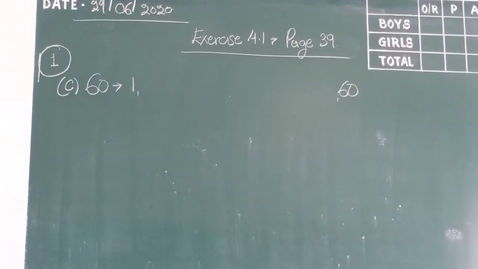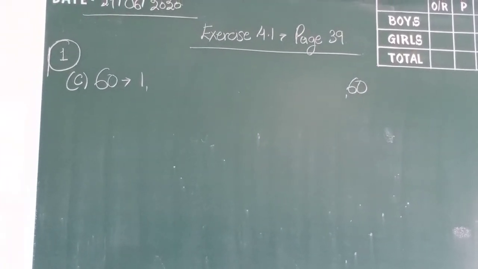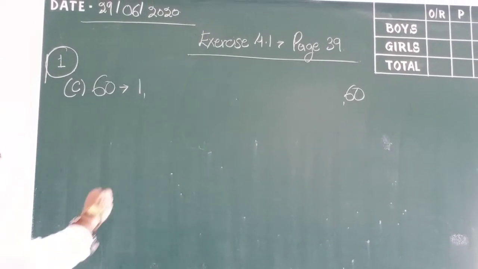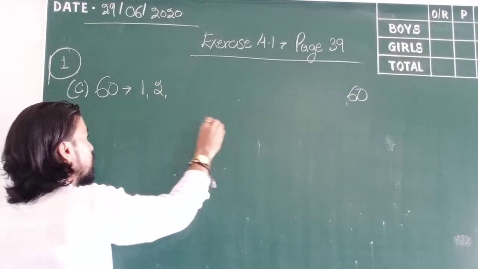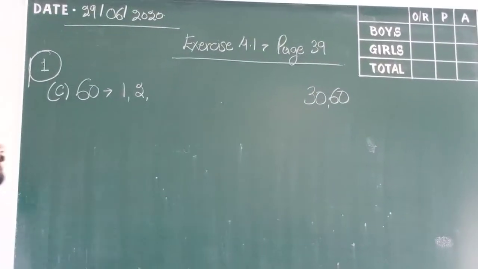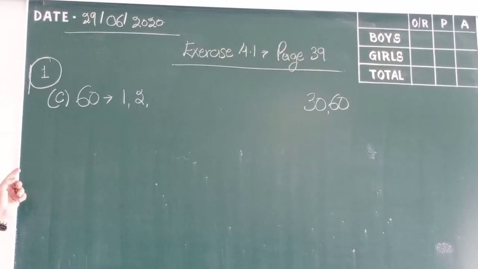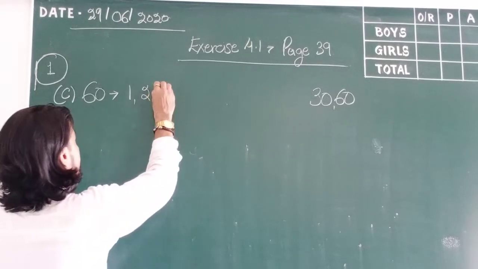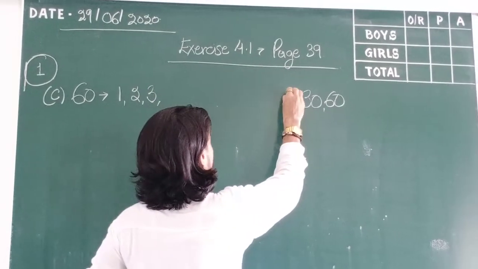I go to my next number. Do not jump over numbers. Go one number at a time. Does 2 divide 60? Yes, because it's ending with 0. How many times? 2 thirties are 60. Does 3 divide 60? Yes, if it divides 6, then it will divide 60. 3 twenties are 60.